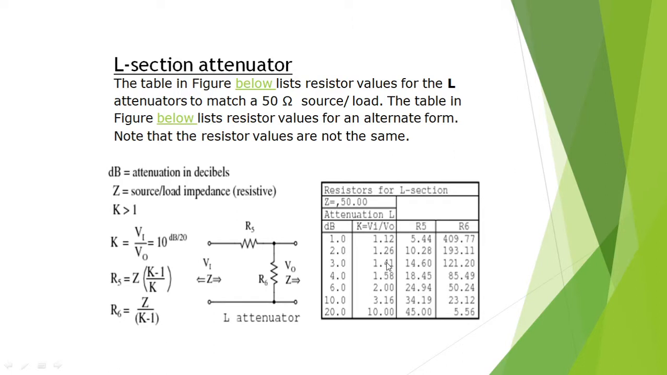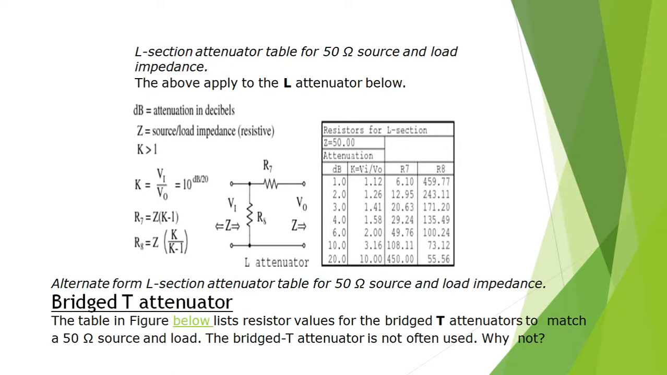So we understand here the resistors to be placed for different values of dB from the calculations. The L section attenuator table for 50 ohm source and load impedance is given here, it is the L type attenuator. An alternate form of the L section attenuator table for 50 ohm source and load impedance is also shown here.